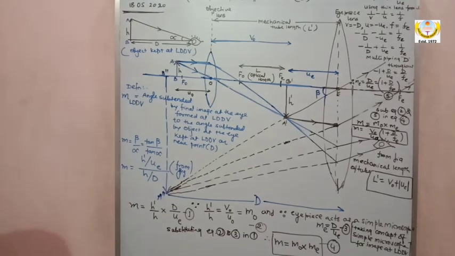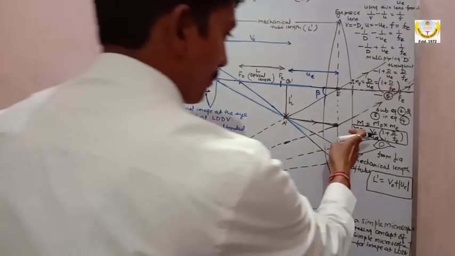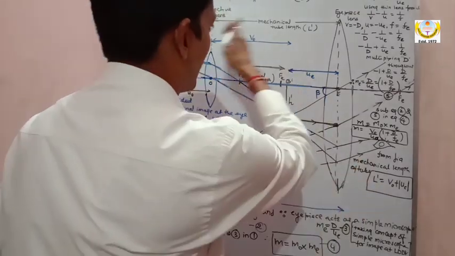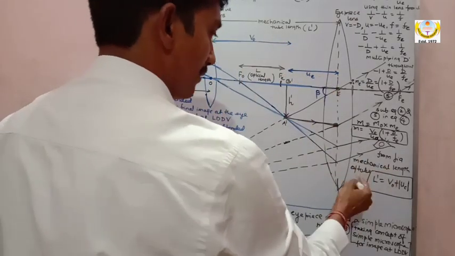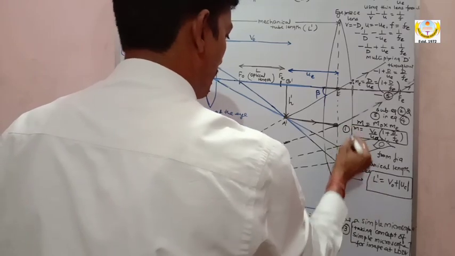So now, my dear, here I have given you the magnification formula at LDDV. I have given you the mechanical length for this case, that is VO plus mod UE. Please take care while doing the numericals, these two formulas are very important.